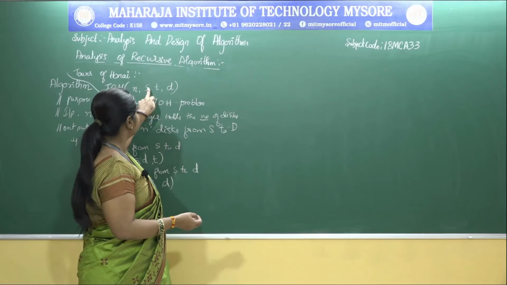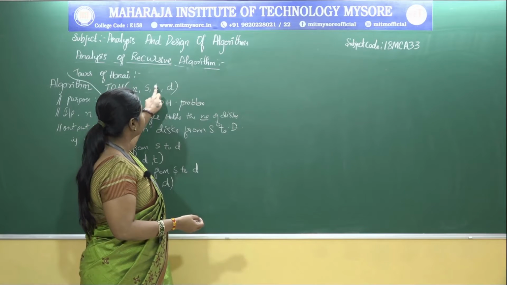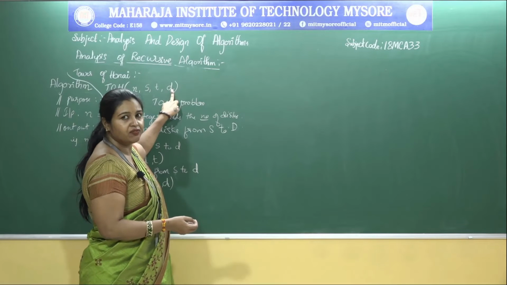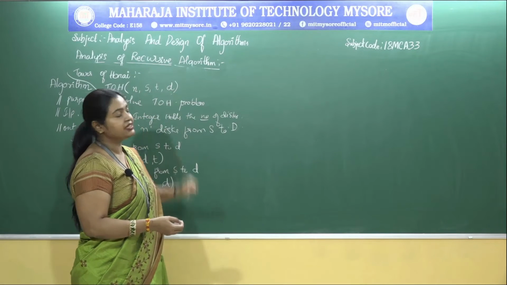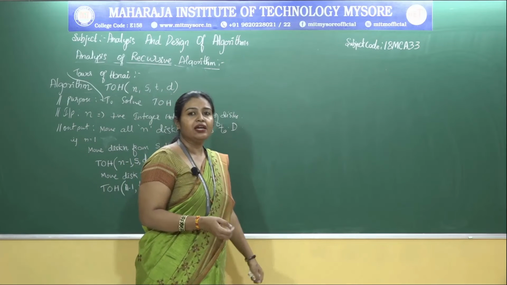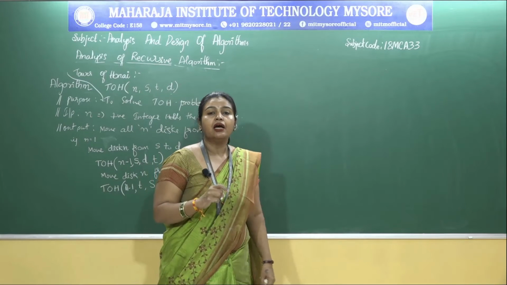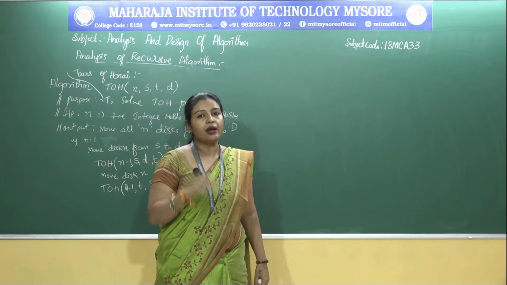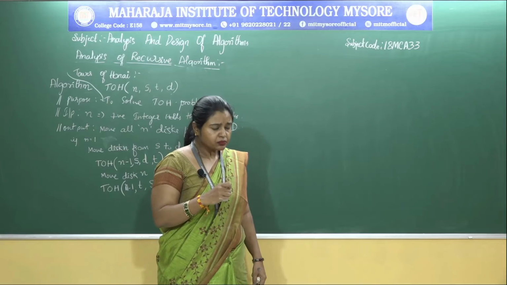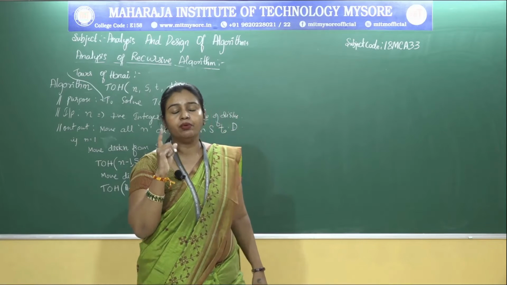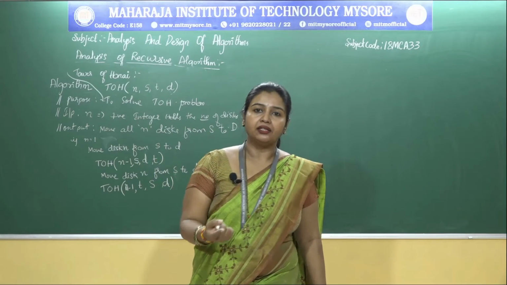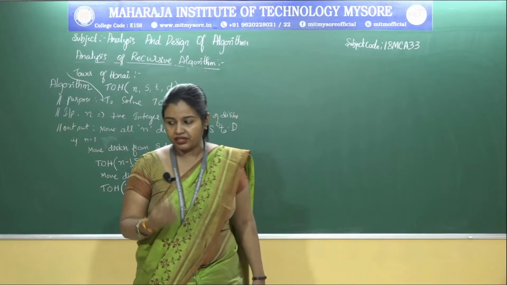Why? Because first we move from source to temporary, and then from temporary to destination. Okay. Let us take an example and calculate the steps. Let me take a simple example: how many moves are required to move 3 disks from one needle to another needle, that is, source to destination.